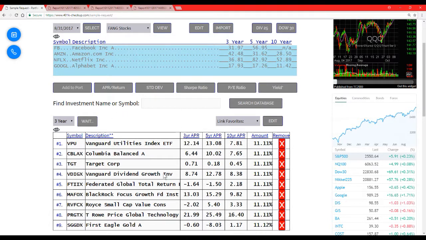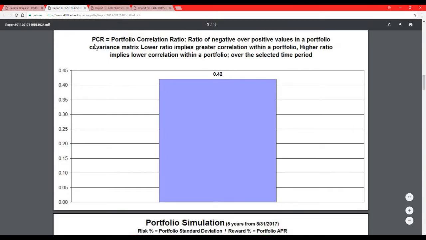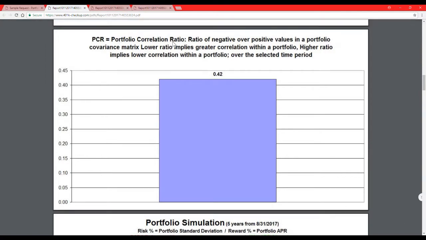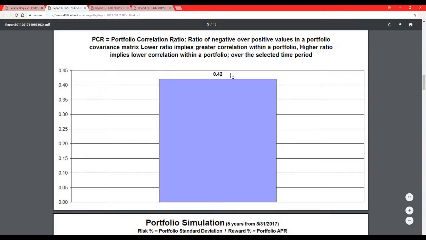On this portfolio for a 3-year report, here we go. PCR, the portfolio correlation ratio, is a ratio of the negative over positive values in a portfolio covariance matrix. The lower ratio implies greater correlation within a portfolio, higher implies lower correlation within a portfolio over that time period you selected. So let's look at this. Is 3 years for that time period. What do I mean by that?